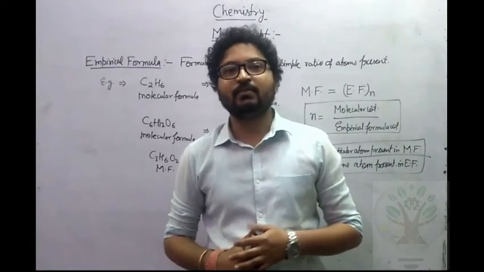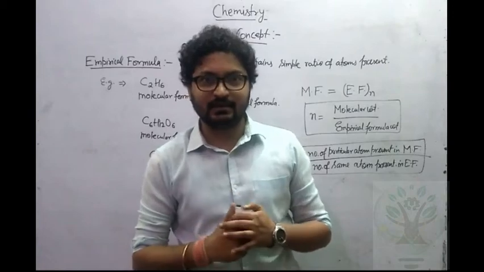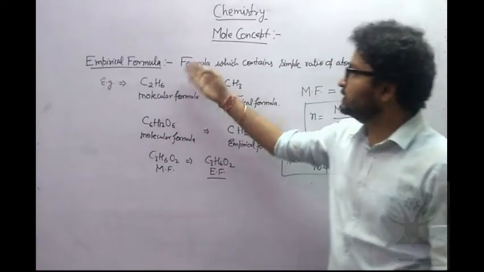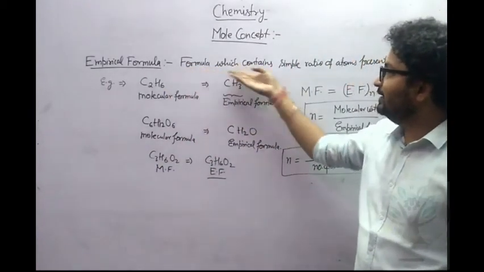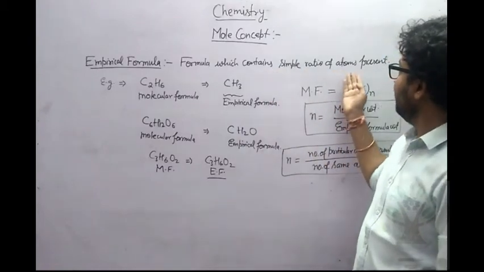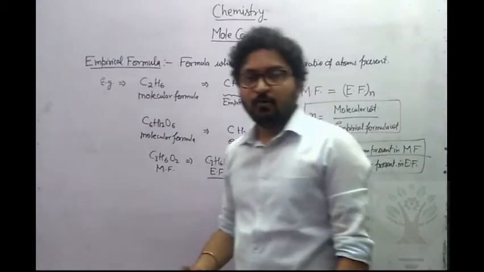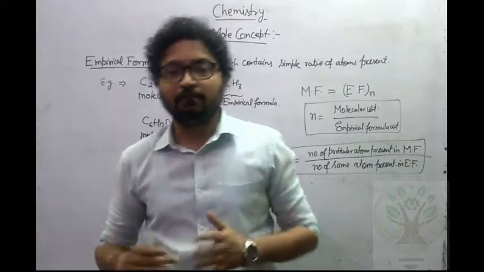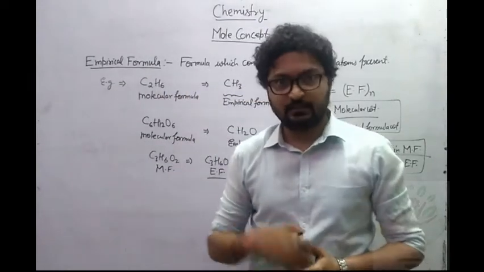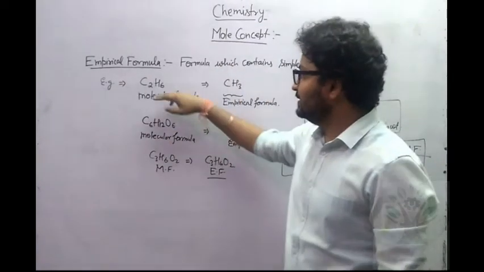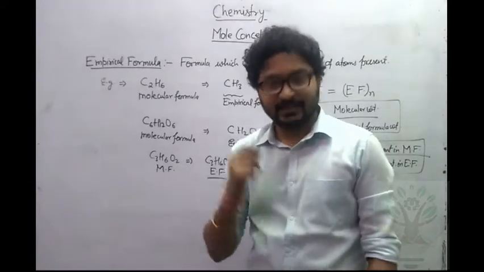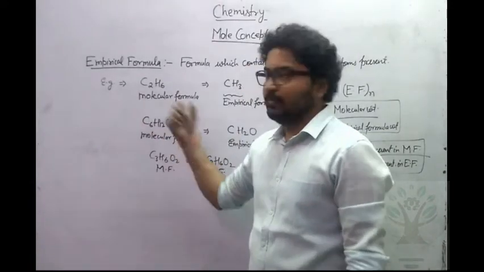Now, first of all, what is the meaning of empirical formula? Let's understand that. Empirical formula is the formula which contains the simple ratio of atoms present. For example, let's say C2H6. C2H6 is ethane. It is a molecular formula.